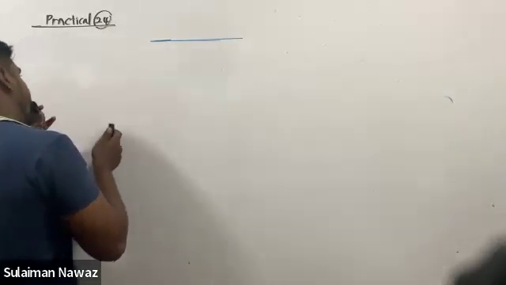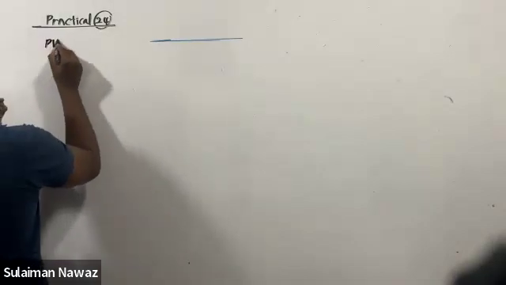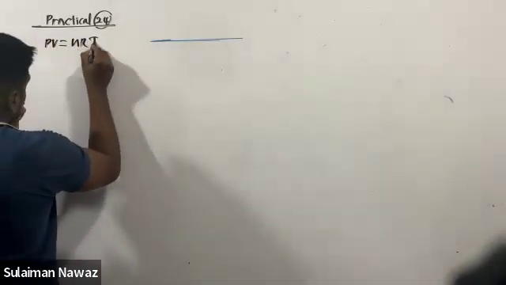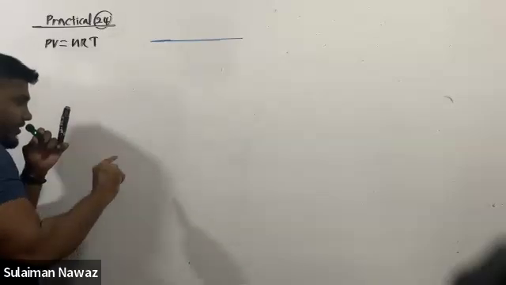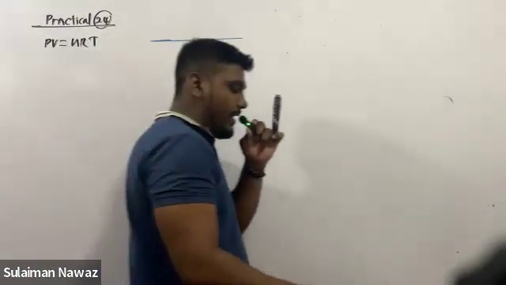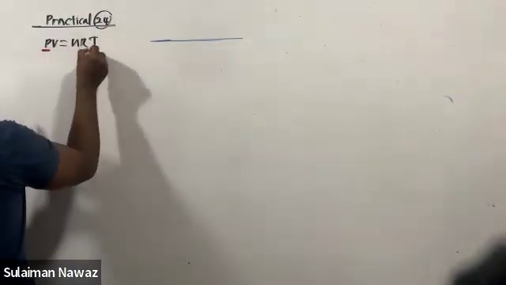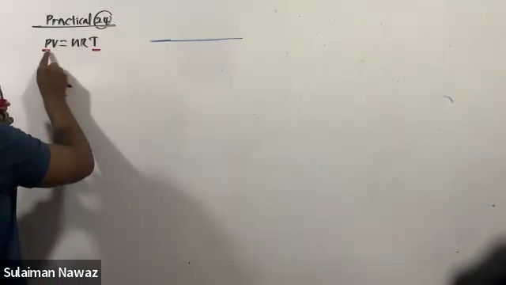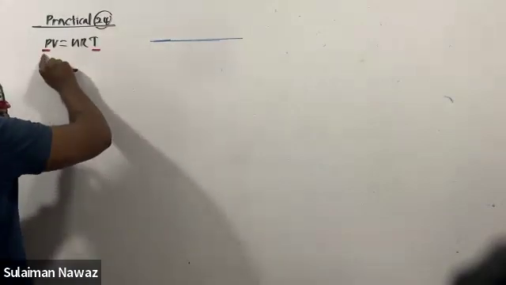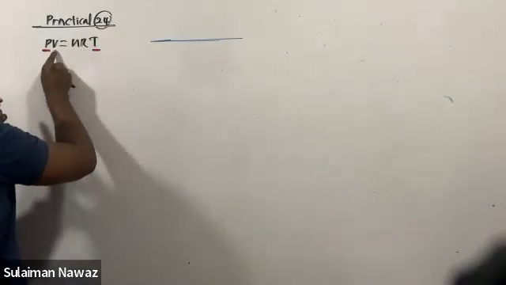Now we can remember the ideal gas equation, PV equals nRT. Verify the relationship between pressure and the absolute temperature. Absolute temperature means temperature measured in kelvins. Then, constant volume. So we are going to obtain a relationship between pressure and the absolute temperature while maintaining volume constant.